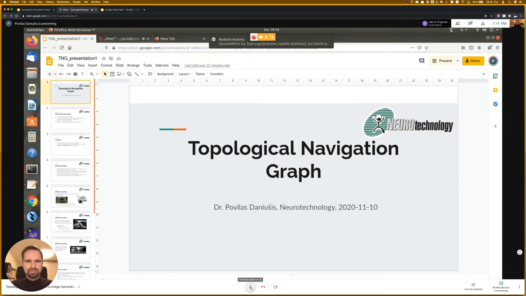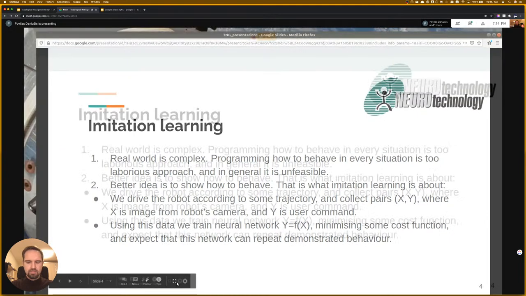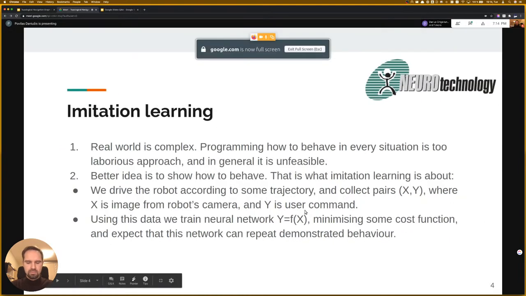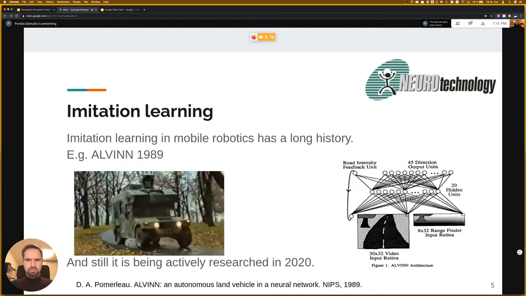Okay, so I'll continue then. Let's say we trained a neural network which models the motion command as a function of X by minimizing some cost function. I expect that this neural network can repeat the demonstrated behavior.